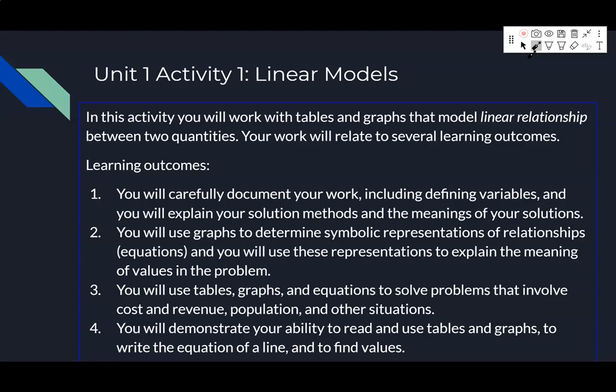The third one is about problem solving. You will use tables, graphs, and equations to solve problems that involve cost and revenue, population, and other situations. And the last one, skills. You will demonstrate your ability to read and use tables and graphs to write the equation of a line and to find values.